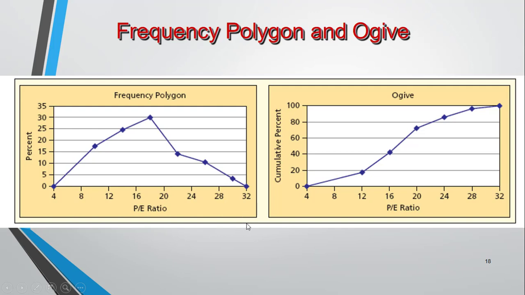Instead of using bar charts, we can also use line charts like this one to show frequency distribution. This one is called the frequency polygon. The dots represent the frequency, and then we just connect the dots. It forms a polygon, so we call it a frequency polygon. For the cumulative frequency distribution, it goes up and up all the way until it reaches 100%. This chart is called the ogive. This is a polygon and an ogive.